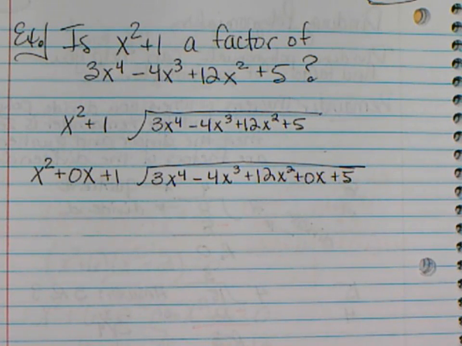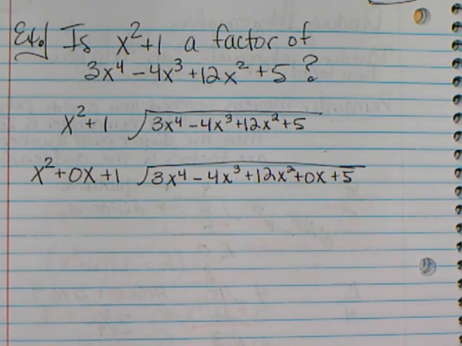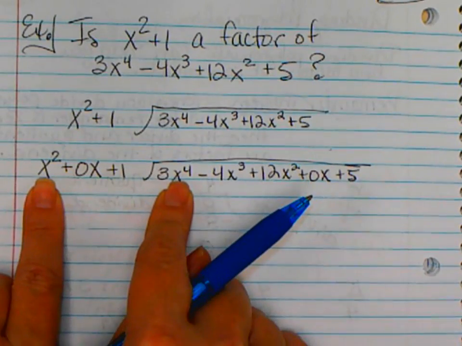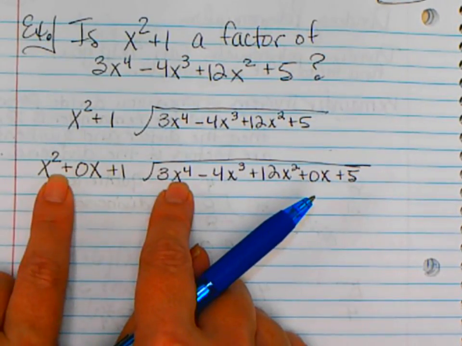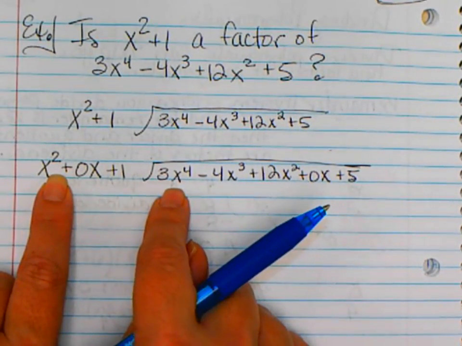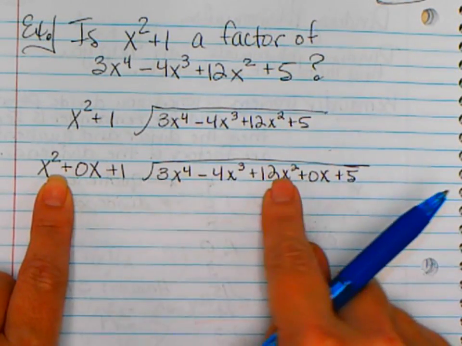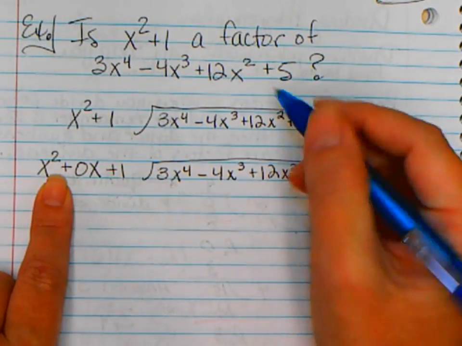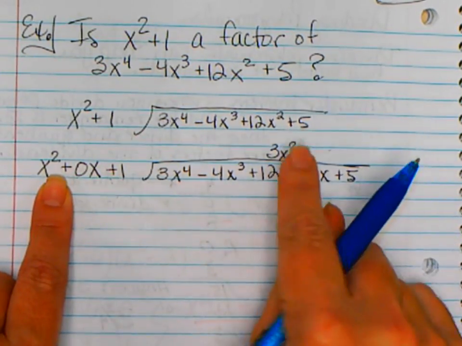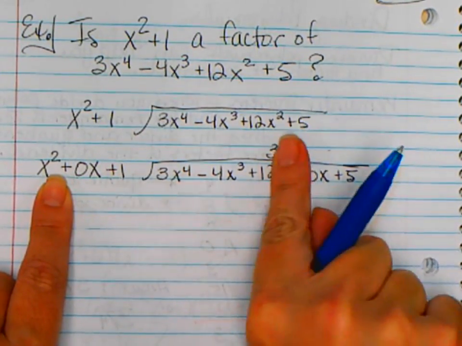Now, this is a lot bigger problem, but we do the same thing over and over. It's the same pattern. You just keep repeating until there's nothing else to bring down. Okay? So, look at your first term in the divisor, the first term in the dividend. X squared times what is 3x to the 4th? 3x squared. And it's a quadratic term, so I'm going to put it above the quadratic term. Because once I put this in my quotient, I need to have it lined up with everything.